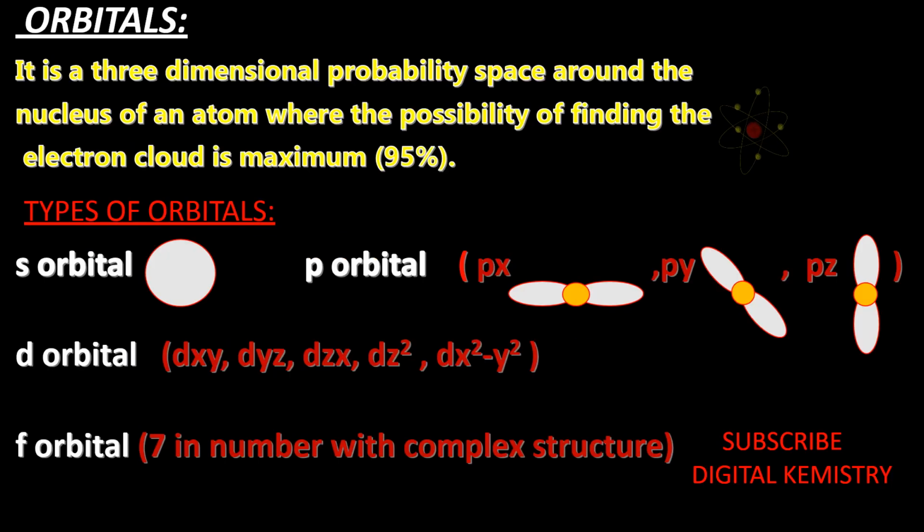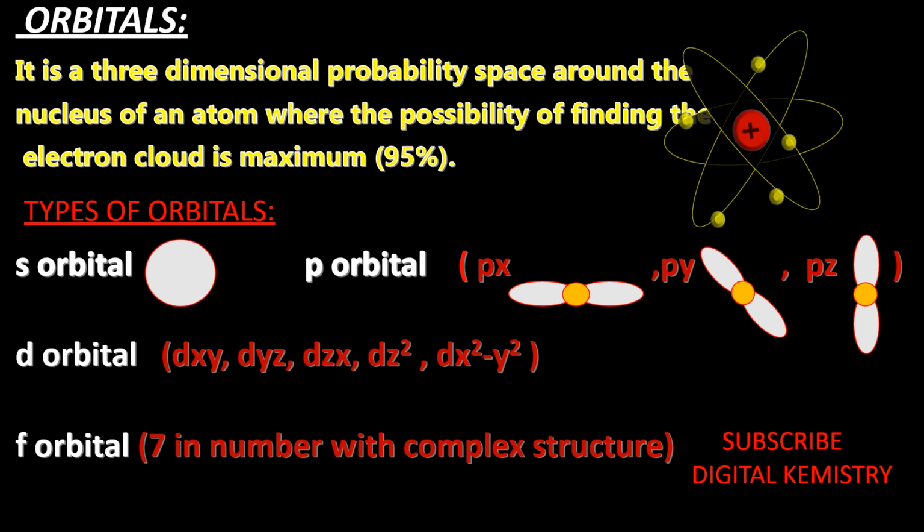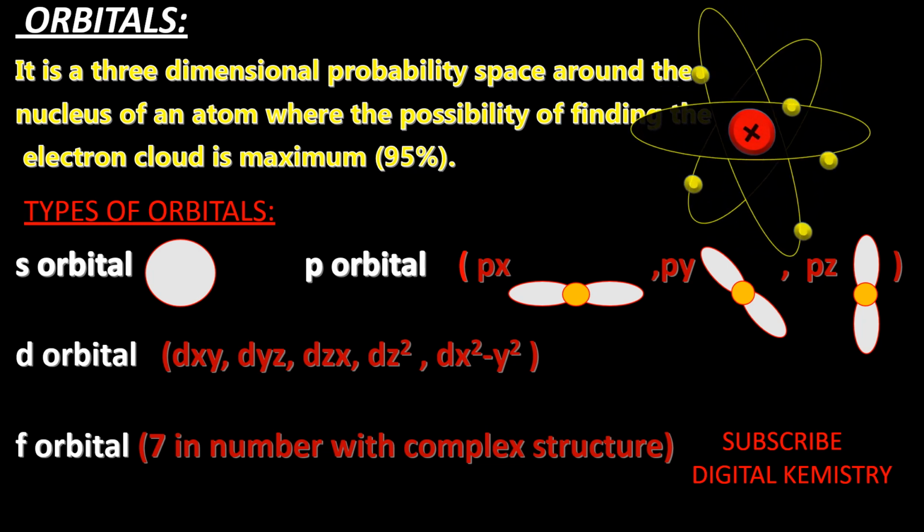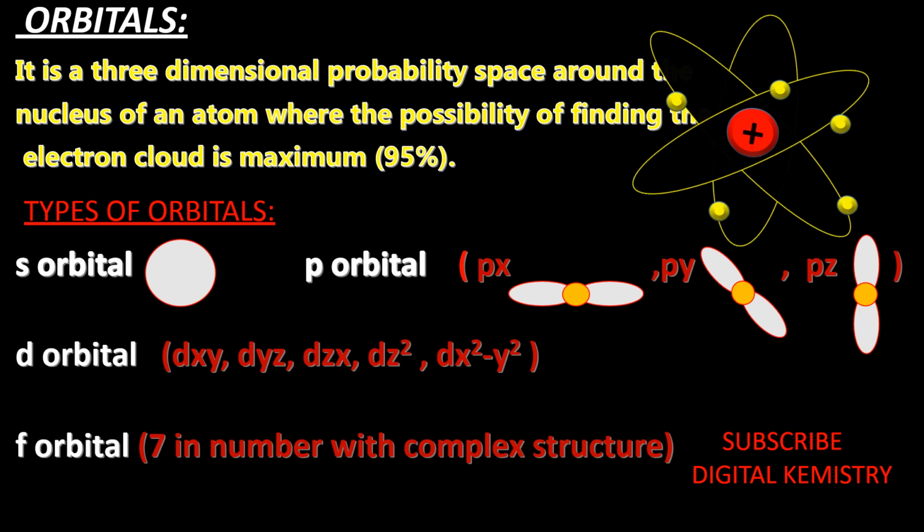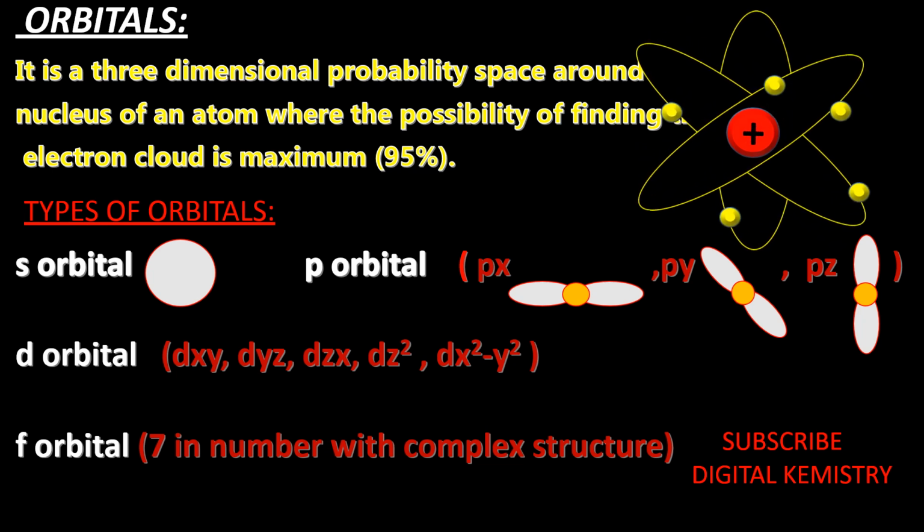So what are orbitals? It is the three-dimensional probability space around the nucleus of an atom where the possibility of finding the electron cloud is maximum. Types of orbitals: S orbital. S orbital is spherical in shape and is 1 in number.